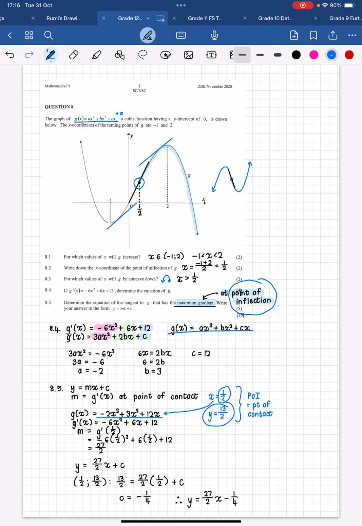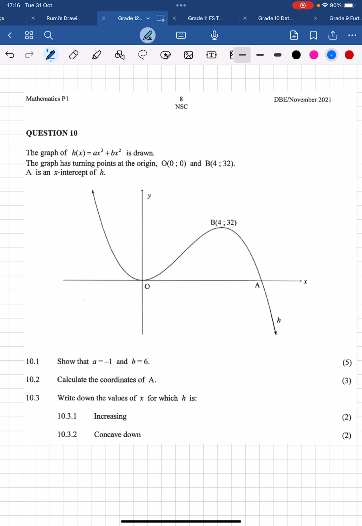So here we have a question where they've given us one x-intercept and one turning point, and we need to find the values of a and b.